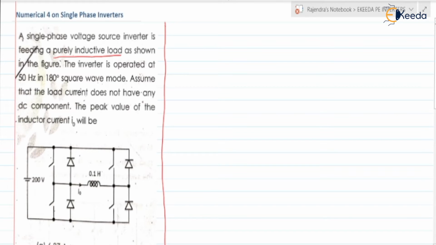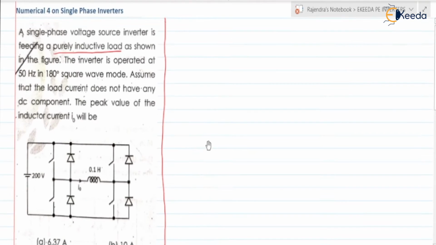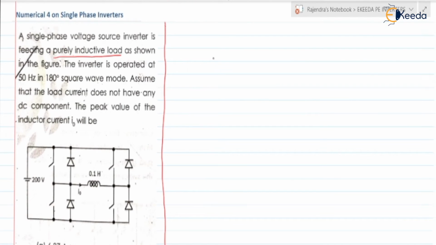Assume that the load current does not have any DC component. So the load current is not having any DC component, meaning it is only alternating. The peak value of the inductor current I0 will be, so our task is to find the I0 peak. They have given four options. We need to find the peak value of the load current I0.